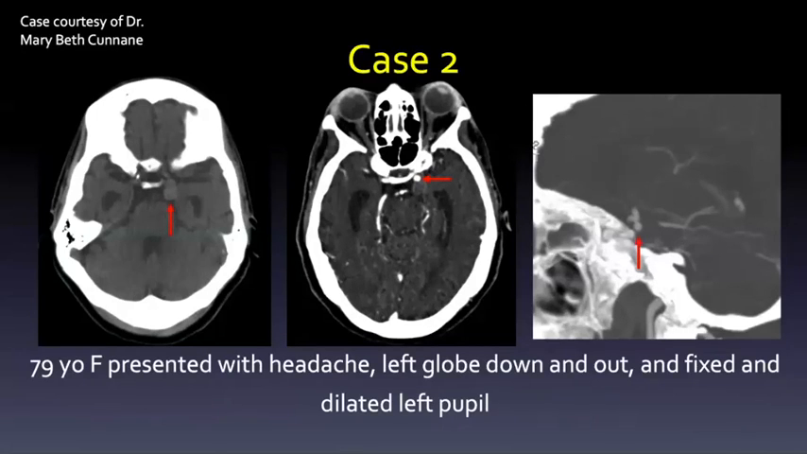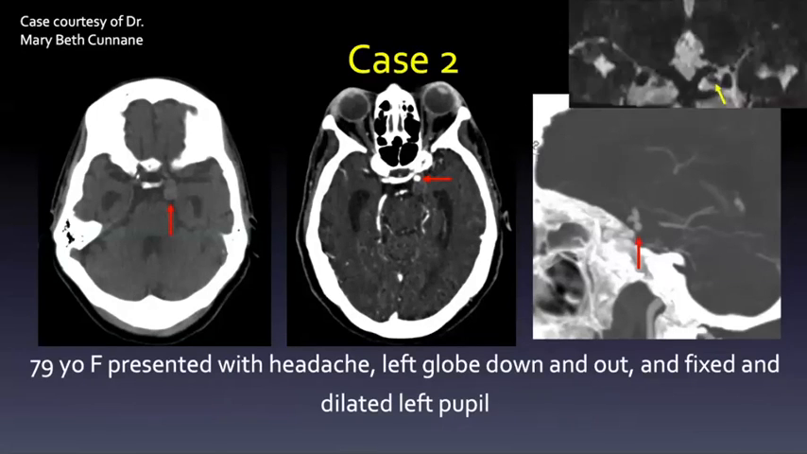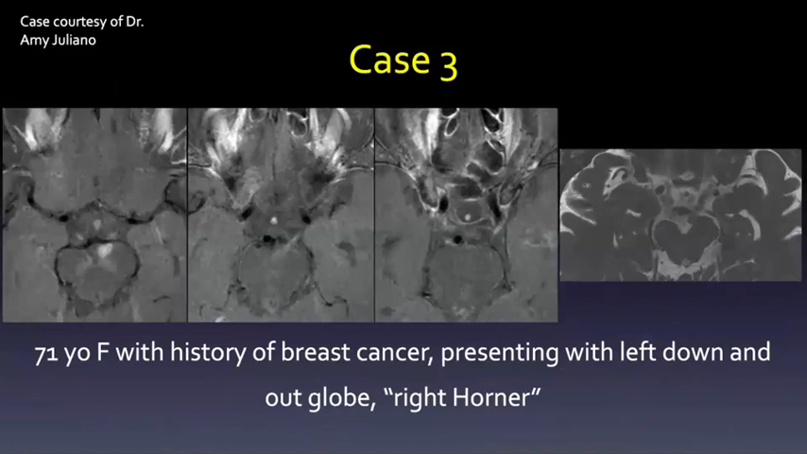Here you can see this partially thrombosed posterior communicating artery aneurysm resulting in compression of the left third cranial nerve. Our next case, courtesy of my other colleague, Amy Giuliano, shows a 71-year-old female with a history of breast cancer who presented with a left eye, down and out, and a right Horner. In hindsight, this is probably more of an issue of an anisocoria and a pupil-involving left third nerve palsy.